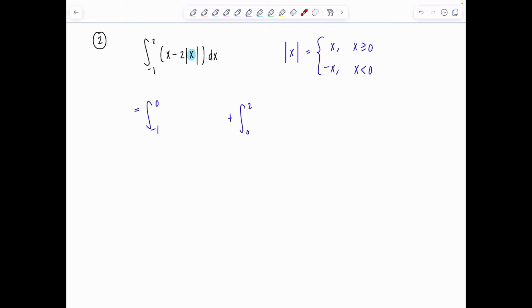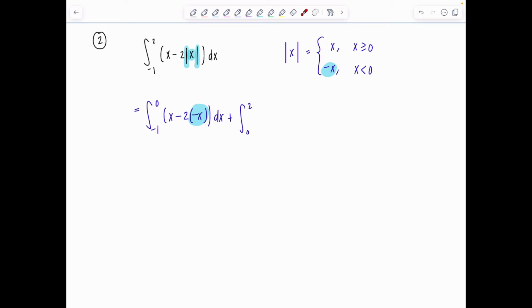And then let's see. So from negative 1 to 0, we're dealing with values that are less than 0. So I'm going to replace this blue highlighted, including the absolute value bars, x, with just negative x. So watch, it's going to be x minus 2 times negative x dx. Are you all right? I replaced absolute value of x with negative x because from negative 1 to 0 on this interval, the x values are negative, so absolute value of x equals negative x.